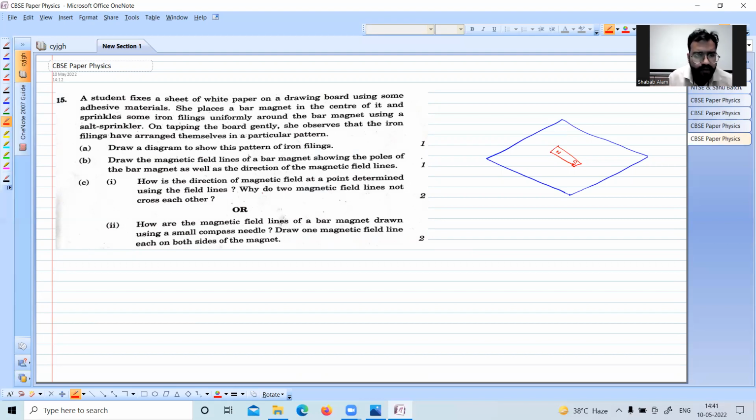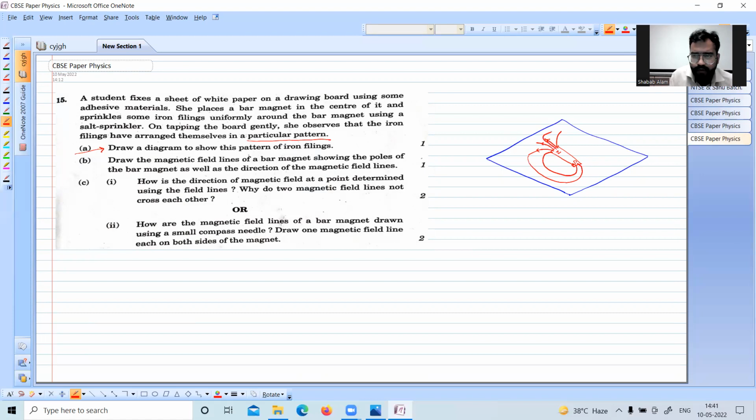She observed that the iron filings have arranged themselves in a particular pattern. So basically what type of pattern it is, it will be asking in the questions. Part A asks to draw a diagram to show this pattern of the iron filings. We very well know the pattern. The pattern will be this way: the lines coming out from the North Pole terminal. Somewhat this is the pattern. I'm just drawing the pattern. This will be the pattern.